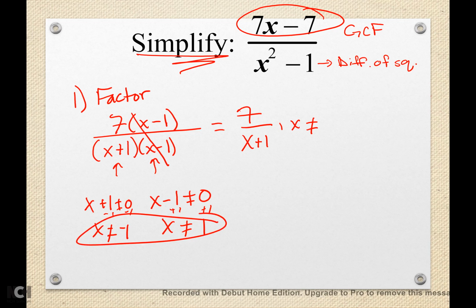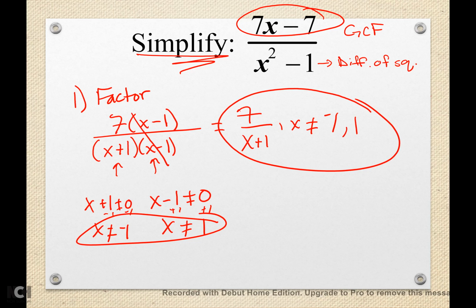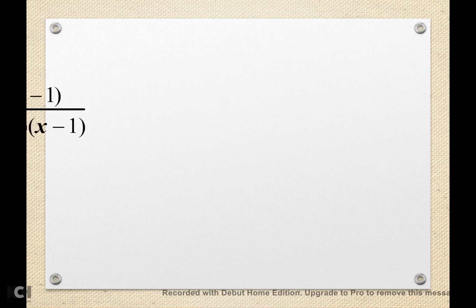So you see our restrictions, we're going to throw those in here in our answer. So, oops, not a good circle. This is our final answer. The simplified fraction would be 7 over x plus 1 when x cannot equal +1 nor -1. Oops, positive 1 and -1. All right.